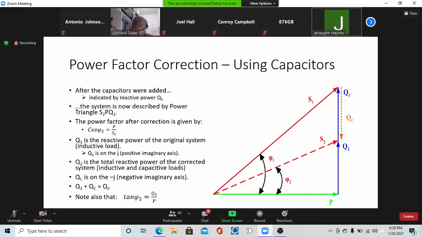Could you go over that last part? I didn't quite get what you said about the Q1 plus QC part. I don't understand how that happened.